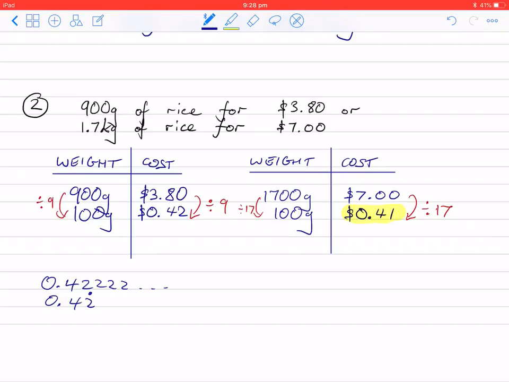So the best value for money was the 1.7 kilogram bag. It is the best buy. Okay, so have a go at those questions, guys, please, and then we'll have a look at part 3.